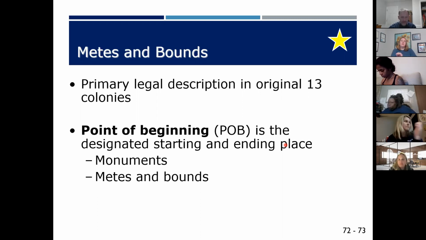Monuments can be things from nature. So maybe a monument could be a rock or a tree. Monuments can be stakes that the surveyor puts in the ground, if they don't have any rocks or trees nearby that they can use. Have you guys ever seen a stake in the ground with a little pink flag on it? It's a telltale sign that a surveyor was just there. So they put their stakes in the ground.